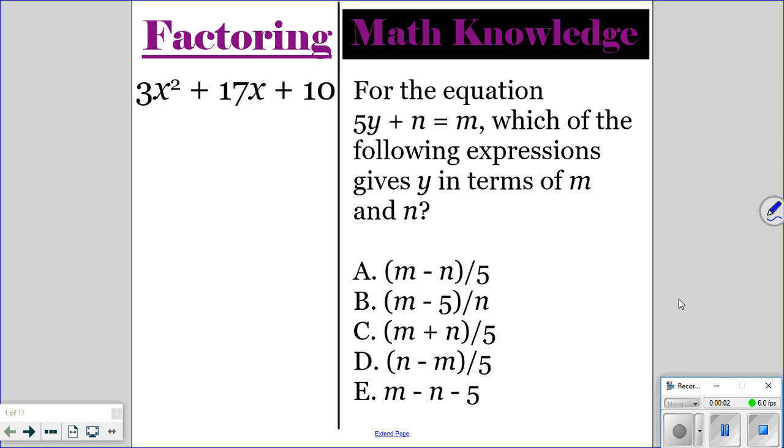All right, so y'all go ahead and do the factoring and math knowledge question for today. Pause the video, and then once everyone is finished, you can unpause the video, and I'll go over the correct answer. So for the factoring, you're going to do remove, replace, reduce.